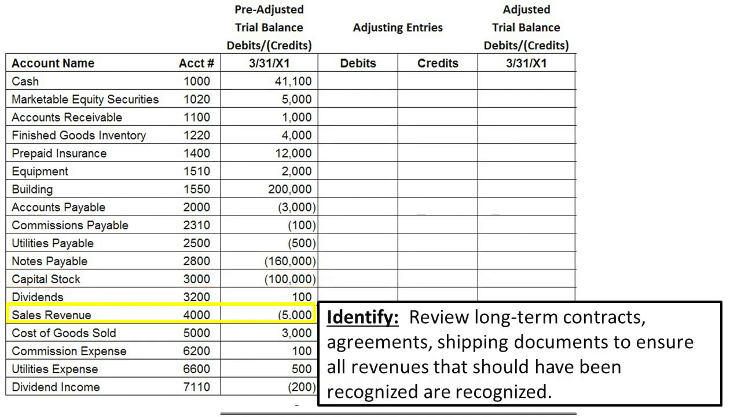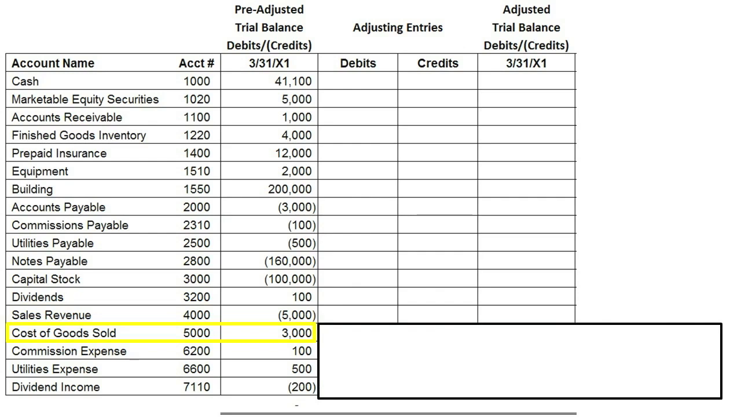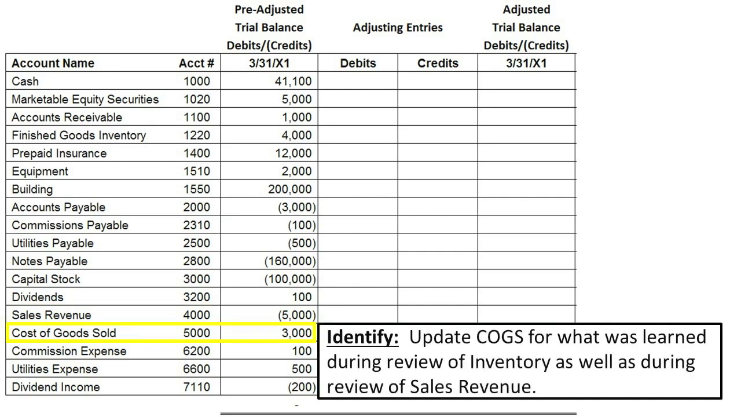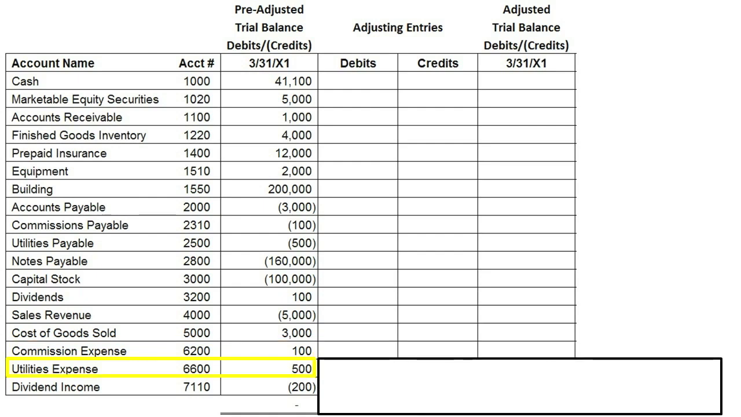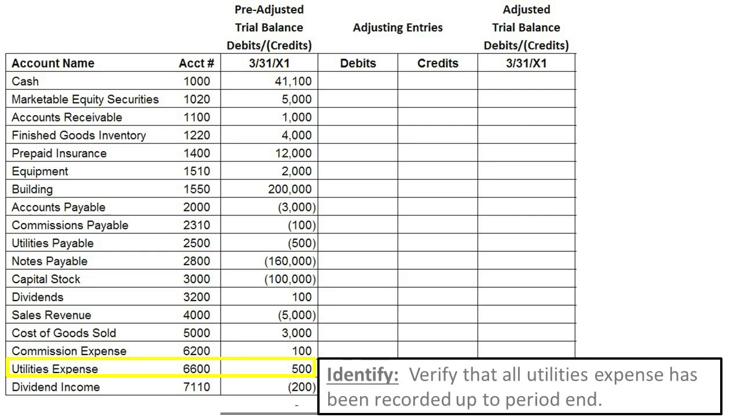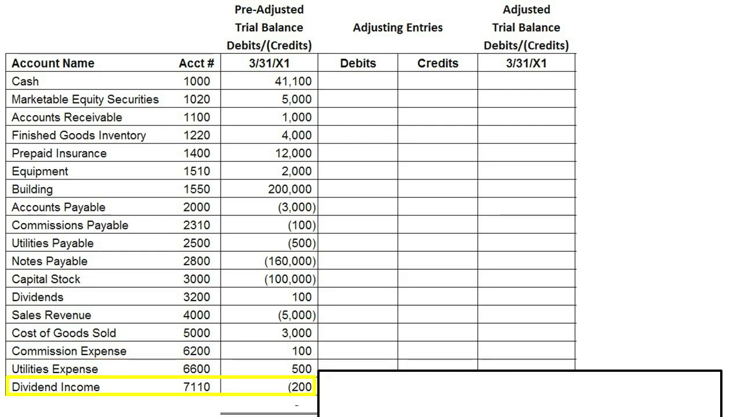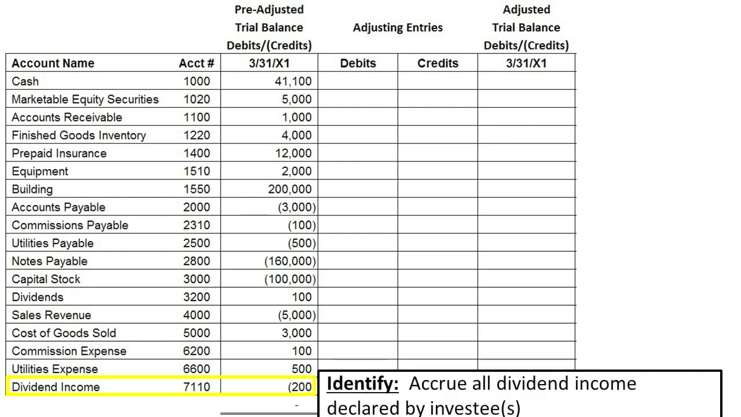Sales revenues. Review long-term contracts, agreements, shipping documents to ensure all revenues that should have been recognized are recognized. Cost of goods sold. Update cost of goods sold for what was learned during the review of inventory, as well as during the review of sales revenues. Commission expense. Verify that all commission expense has been recorded based on adjusted sales revenues. Utilities expense. Verify that all utilities expense has been recorded up to period end. Dividend income. Accrue all dividend income declared by investees.